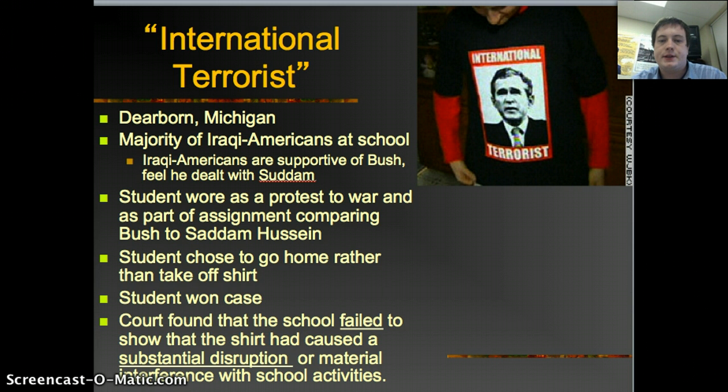The Iraqi American students were supportive of Bush because he dealt with Saddam. And so the student chose to go home rather than take off the shirt because they thought that this was going to cause a disruption. However, the student won the case. The court found that the school failed to show that the shirt had caused a substantial disruption or material interference with school activities. Nothing had happened. They were just afraid it was going to happen.